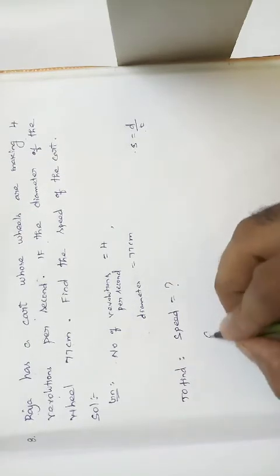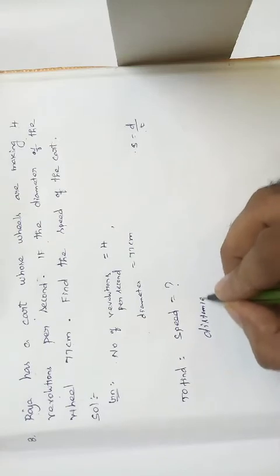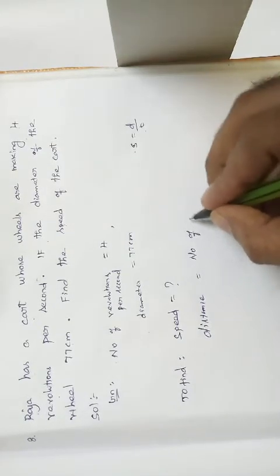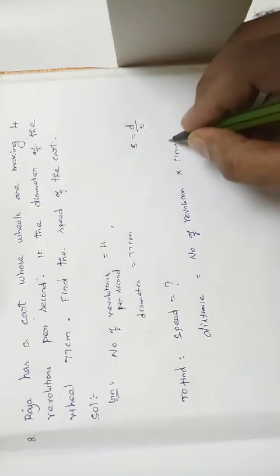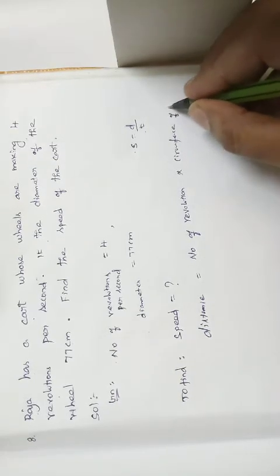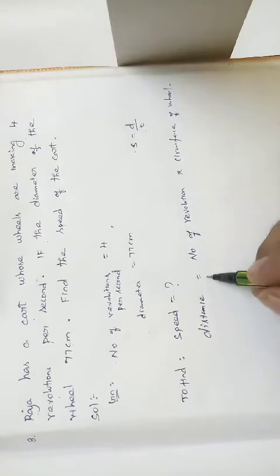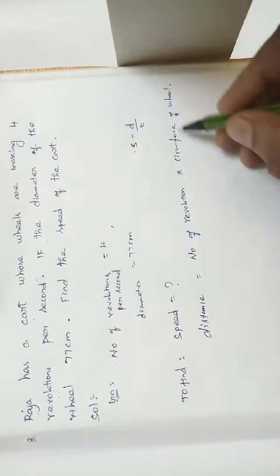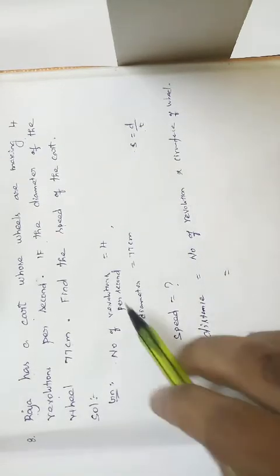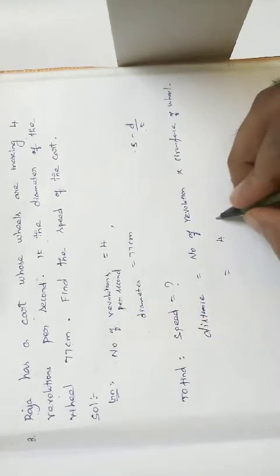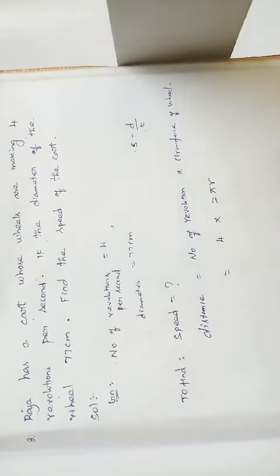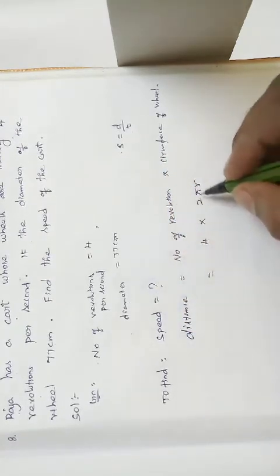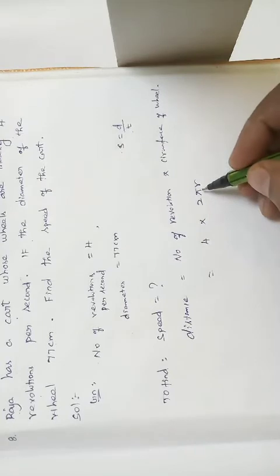So first we will find the distance. Distance is equal to the number of revolutions into the circumference of the wheel. The number of revolutions is 4, into the circumference of the wheel. What is the formula? 2 pi r, right? We know the diameter. First we can convert to the radius, or better, we can use the formula pi d.